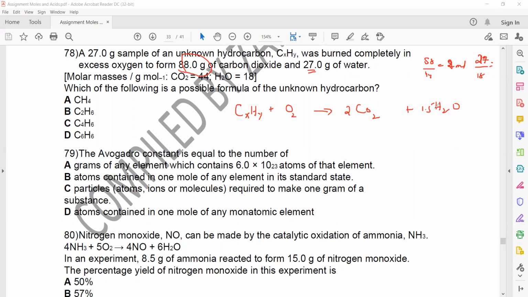So 1.5 moles of water molecules and 2 moles of carbon dioxide. The number with carbon represents the number of carbon atoms that can be present in the molecule, whereas the 1.5 moles of water shows the number of hydrogen that can be present in the molecule.